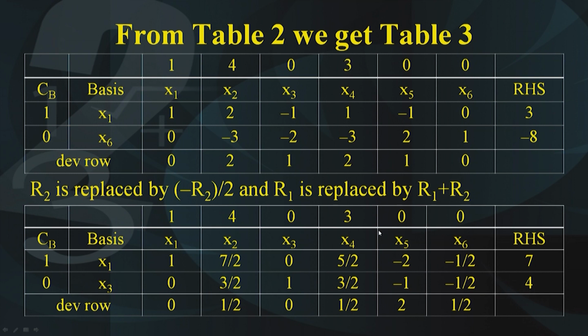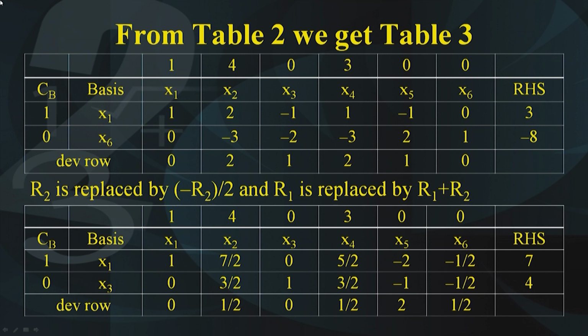Under the x1 heading, we have 1, 0. Under x2, we have 7 upon 2, 3 upon 2. Under x3, we have 0, 1. Under x4, we have 5 by 2 and 3 by 2. X5 is minus 2, minus 1. X6 is minus 1 by 2 and minus 1 by 2. And the right hand side is 7 and 4.